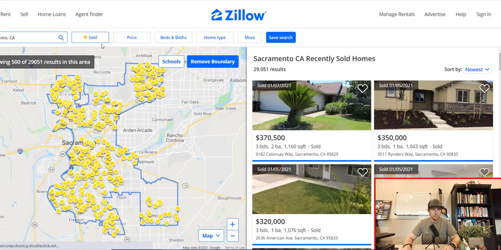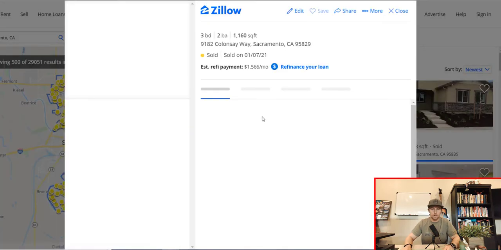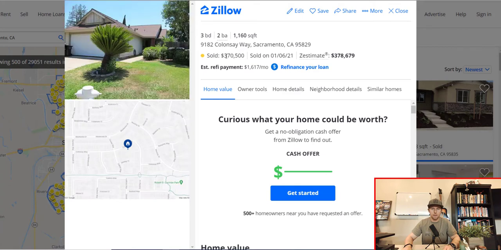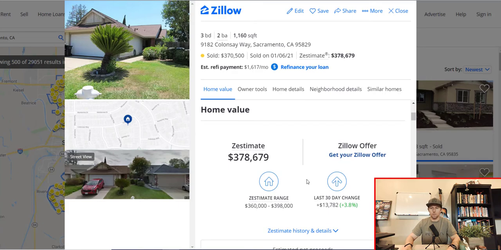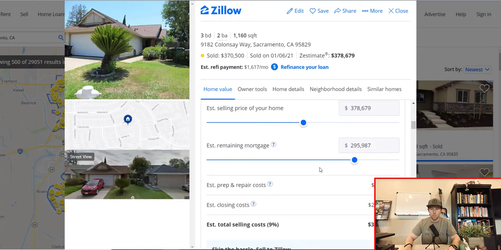So I type in Sacramento, California, and there's a couple of closed sales that pop up right away. Let's take a look at this first one. Okay, so this particular property, 3-bed, 2-bath, sold for $370,000, and that closed, looks like yesterday. Let's keep in mind that Zillow has accurate data on sales, but it doesn't necessarily tell you exactly what the rental rate will be. It doesn't take into account quality of construction, amenities, proximity to certain things, and location. But it does give you a general idea of what this property will rent for.